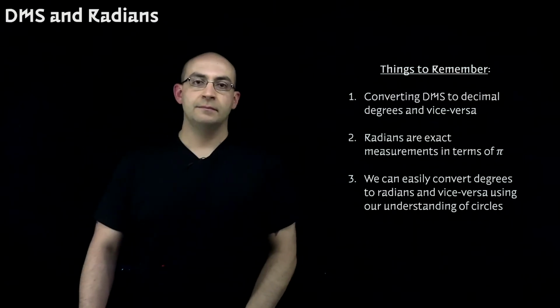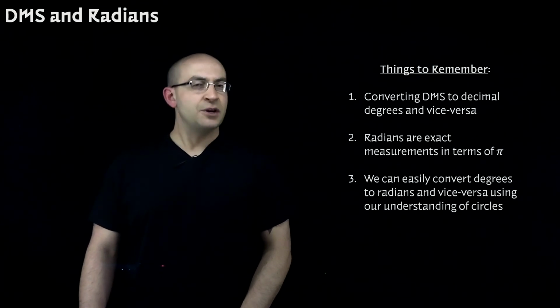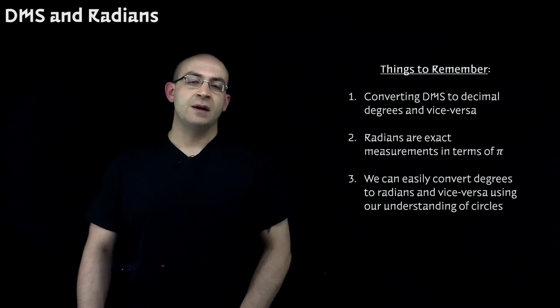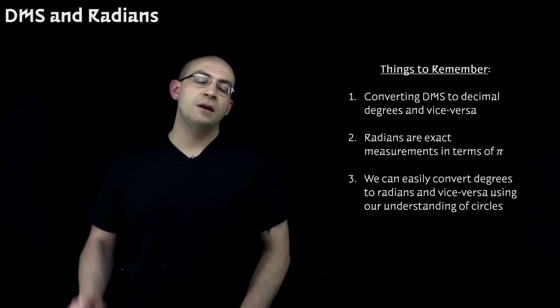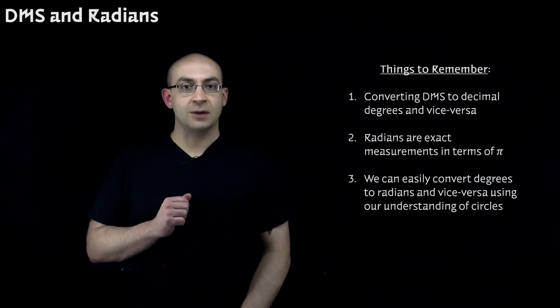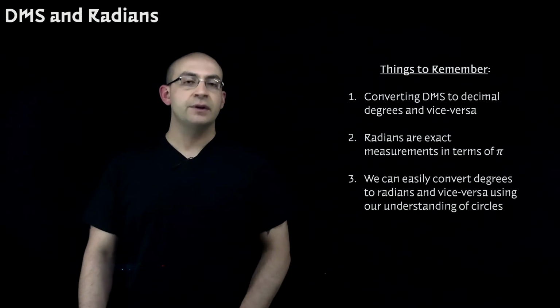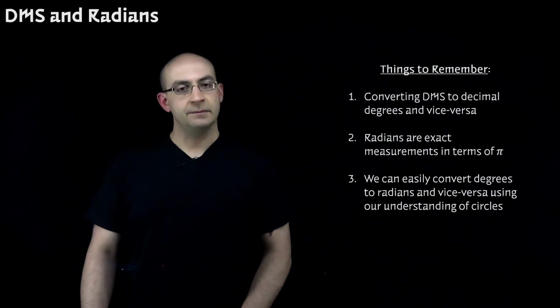Moving on. Okay, let's finalize the video. A couple of things to remember about DMS and radians. Number 1, converting DMS to decimal degrees and vice versa. There are formulas to help us with that. Make sure that you understand our minutes will always be over 60, in terms of a revolution of a circle. And the seconds part will always be over 3600. As long as you remember those formulas, you're looking good.